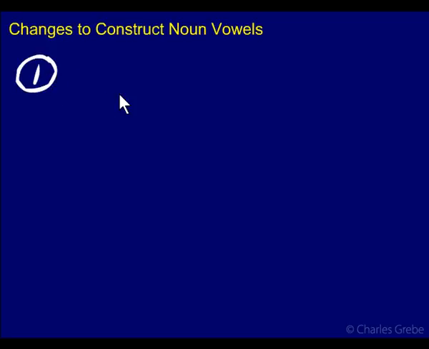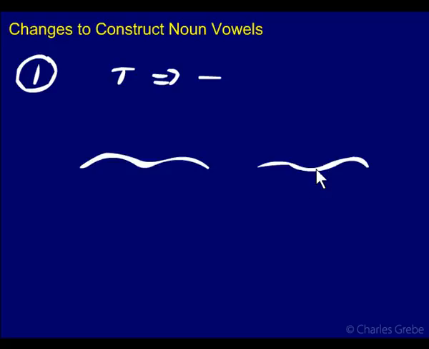The first one is that the kametz changes to a patach, so long A becomes a short A, if it is at the end and it's a closed syllable. Here's our construct, here's our absolute, and again we're only dealing with the construct. So what we're talking about is if we have a closed syllable, CVC, at the end, and there's a kametz in it, it's going to go to a patach.